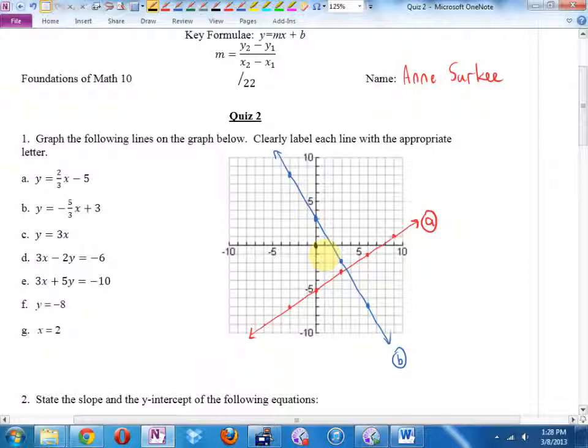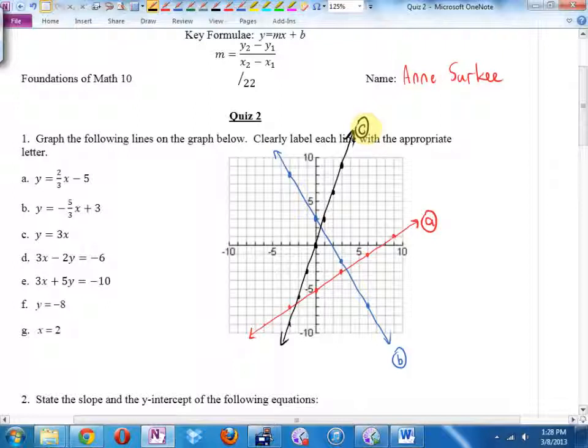And it has a slope of 3, or as a fraction, 3 over 1. That means up 3 over 1. Up 3 over 1. Looks like this. There is line C.